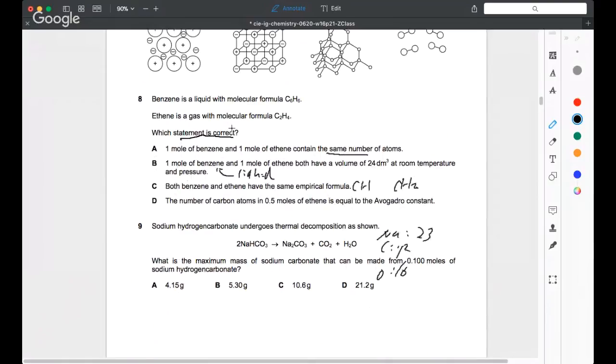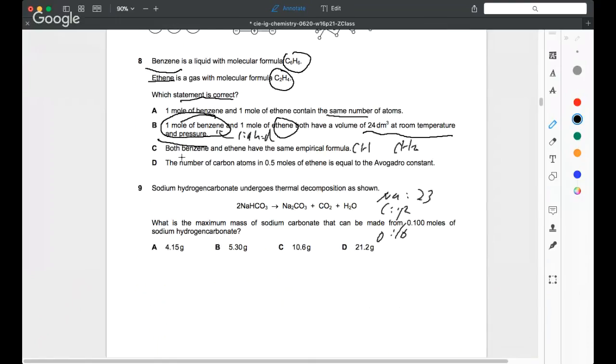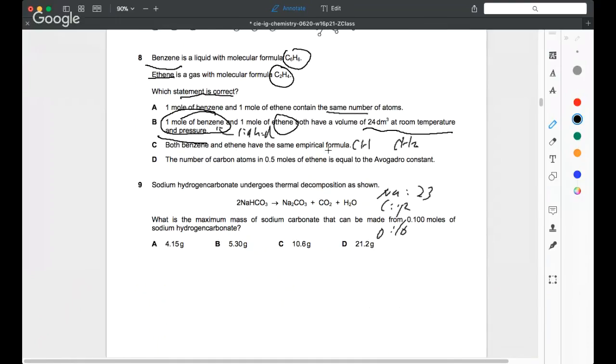Which statement is correct? So we have benzene and ethene here. A: one mole of benzene and one mole of ethene contain the same number of electrons. That's not true because obviously they have different chemical formulas. B: one mole of benzene and one mole of ethene have a volume of... this only applies for gas, which ethene is, but benzene is a liquid at room temperature, so that's not true. C: they have the same empirical formula. That's not true either. The empirical formula for benzene is CH, whereas for ethene is CH2. So only D is the right one.